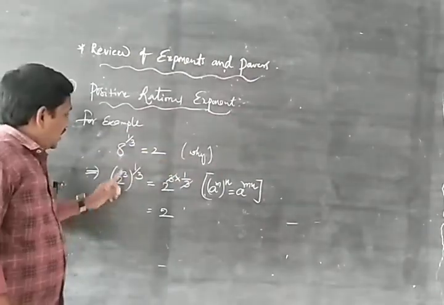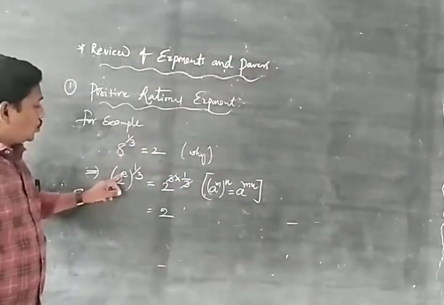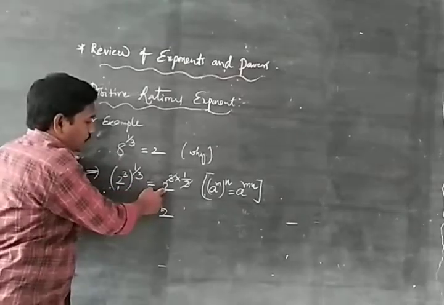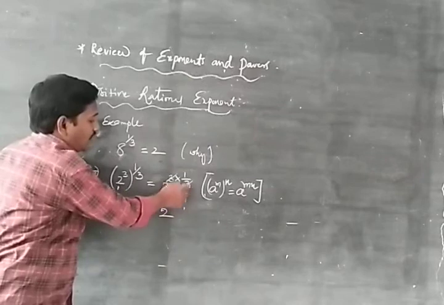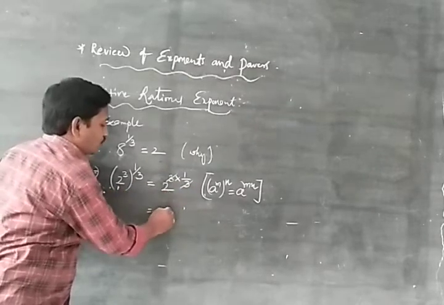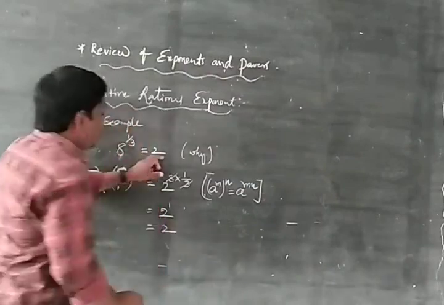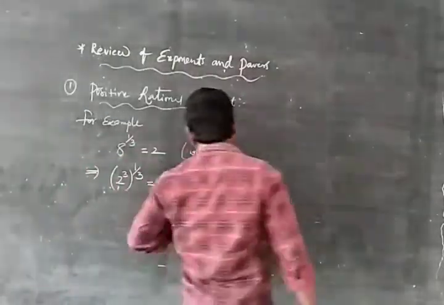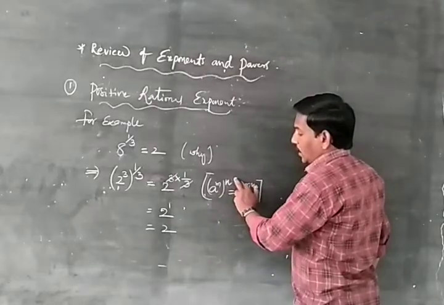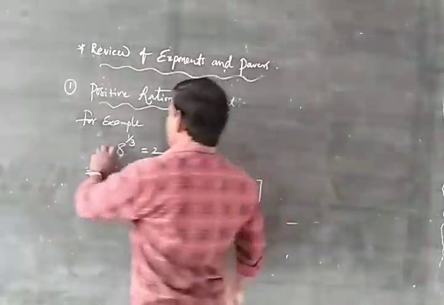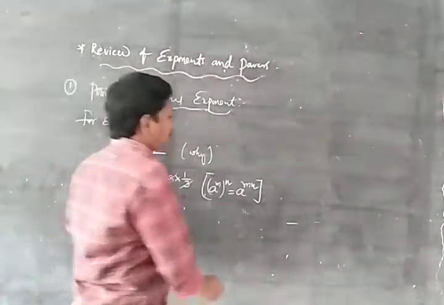Why? Because 8 is written as (2 cube) whole power 1 by 3. This is the formula: 2 power 3 into 1 by 3, the 3s cancel, and we get 2 power 1, which means 2. We got the same answer. What formula do we have to use here? (a power m) whole power n. Okay, this is another example.